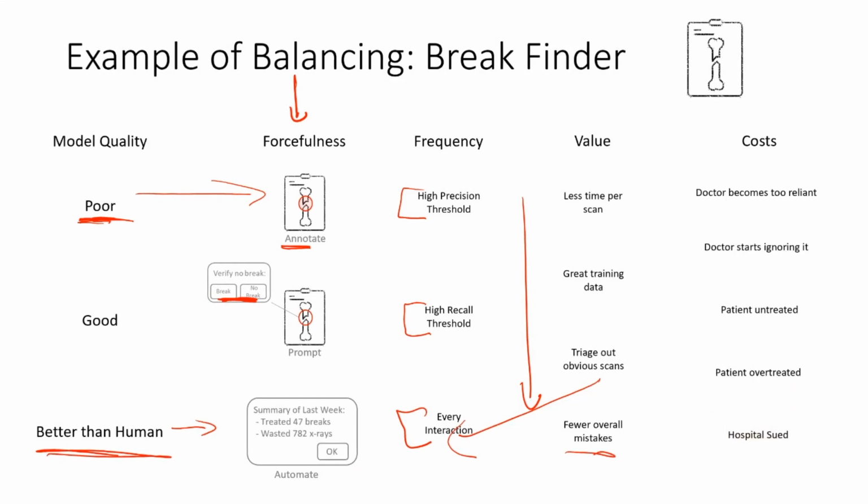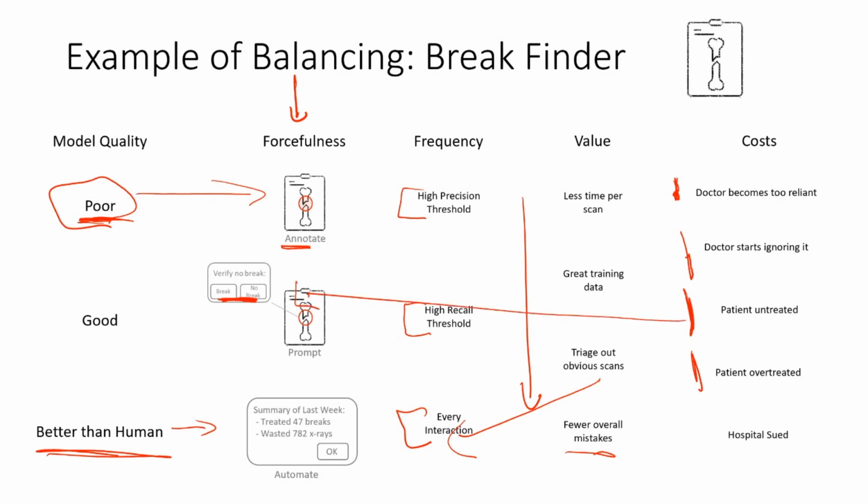Looking at the cost side, the doctor could become too reliant and stop looking for breaks on their own. And the model quality is poor, but the doctor comes to rely on that poor model. Another thing that could happen is that the doctor just totally ignores it. Like, no, it's poor, I'm not going to use it at all, even though it could have helped them. Patients untreated or overtreated, depending on where you prompt.